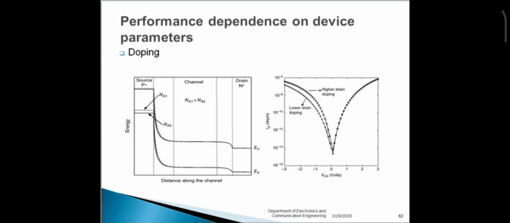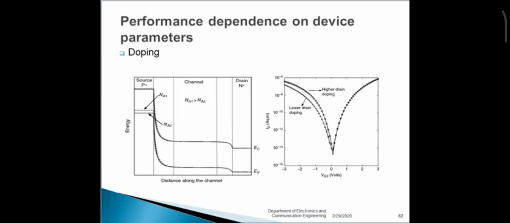Performance dependence on device parameters. As you can observe in the figure, a higher doping in the source side, that is Na1 greater than Na2, leads to a shorter depletion region at the source-channel junction. Due to this, as indicated in the figure, the electron occupying the valence band edge in the source would have to tunnel through a shorter distance in the case of higher doping, as compared to a larger distance in the case of lower doping. Therefore, the tunneling probability would be greater in the case of higher source doping, thereby resulting in a large on-state current.